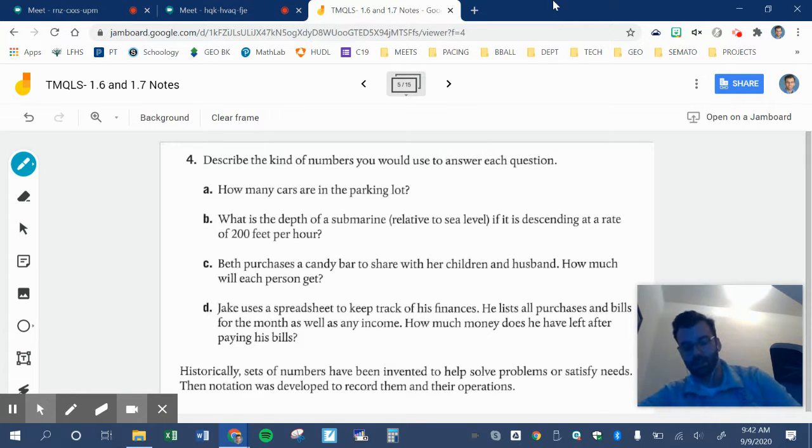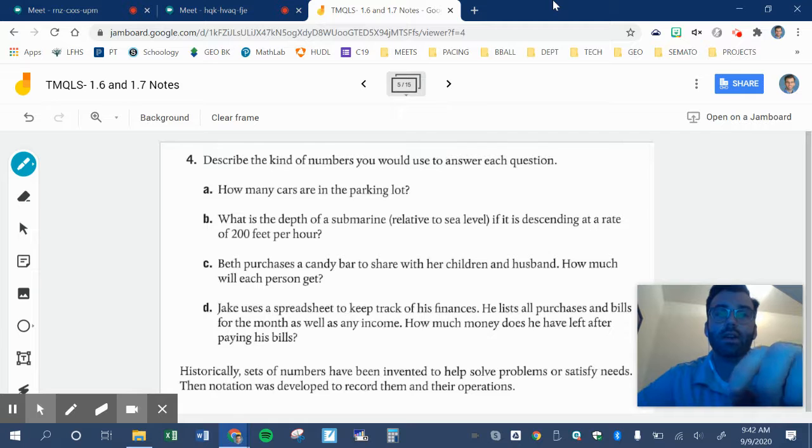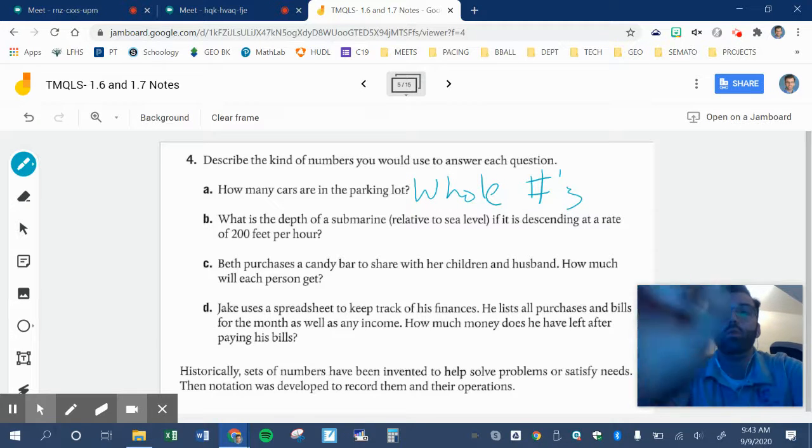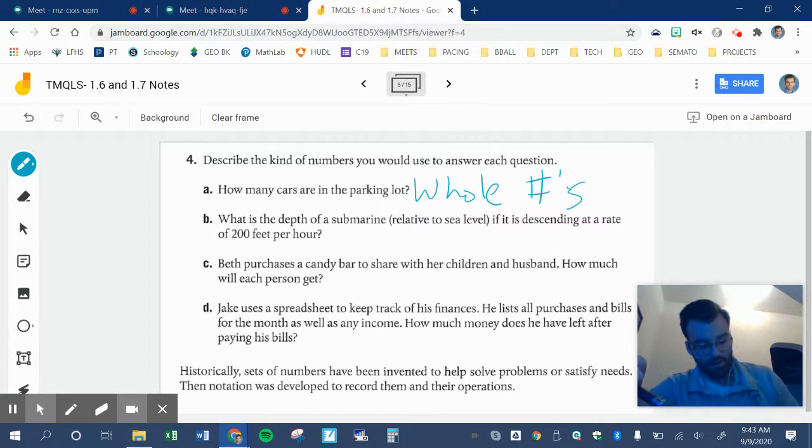Are these going to be positive numbers? Are they going to be negative numbers? Are they going to be whole numbers? Or are they going to be decimals? All right, so for a number of cars parked in a parking lot, these are going to be whole numbers. Like 0, 1, 2, 3, 4. Okay. Obviously, I can't have a fraction of a car. I can't have a negative of a car either. So I won't have any negatives there.